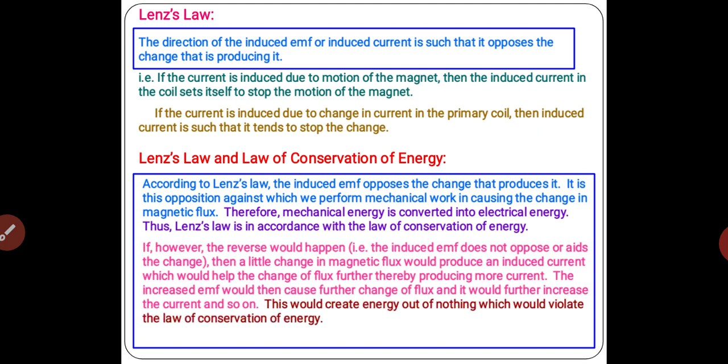If, however, the reverse would happen, that is, the induced EMF does not oppose but aids the change, then a little change in magnetic flux would produce an induced current, which would help the change of flux further, thereby producing more current. The increased EMF would then cause further change of flux and it would further increase the current, and so on. This would create energy out of nothing, which would violate the law of conservation of energy.